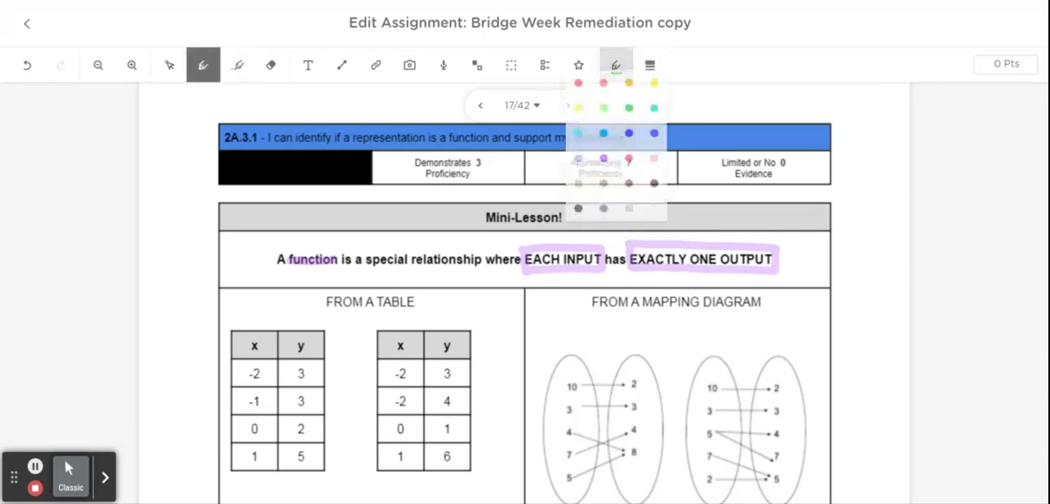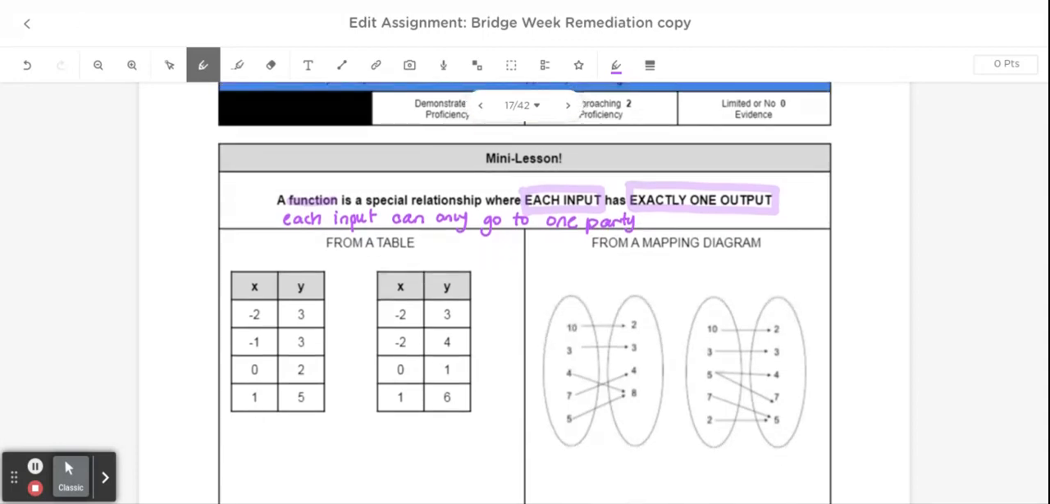Another way that sometimes people think about this that makes it easy is that each input can only go to one party at a time. So each input is only allowed to go to one party.